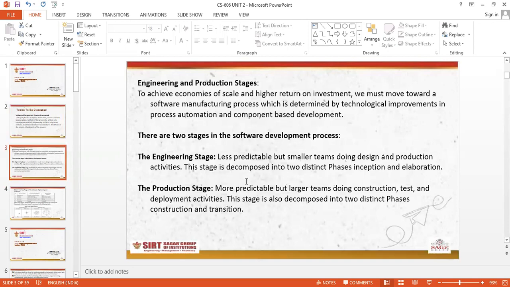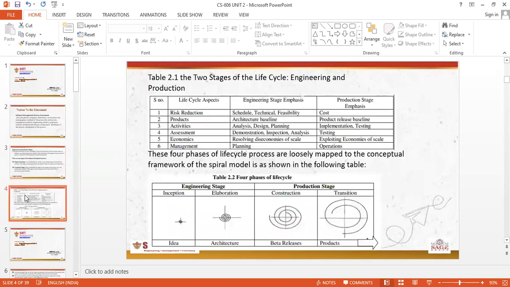The engineering stage is less predictable but smaller than the design and production activities. This stage is decomposed into two distinct phases, inception and elaboration. The production stage is more predictable but larger than the construction tasks and requirement activities. This stage is also decomposed into two distinct phases, construction and transition.